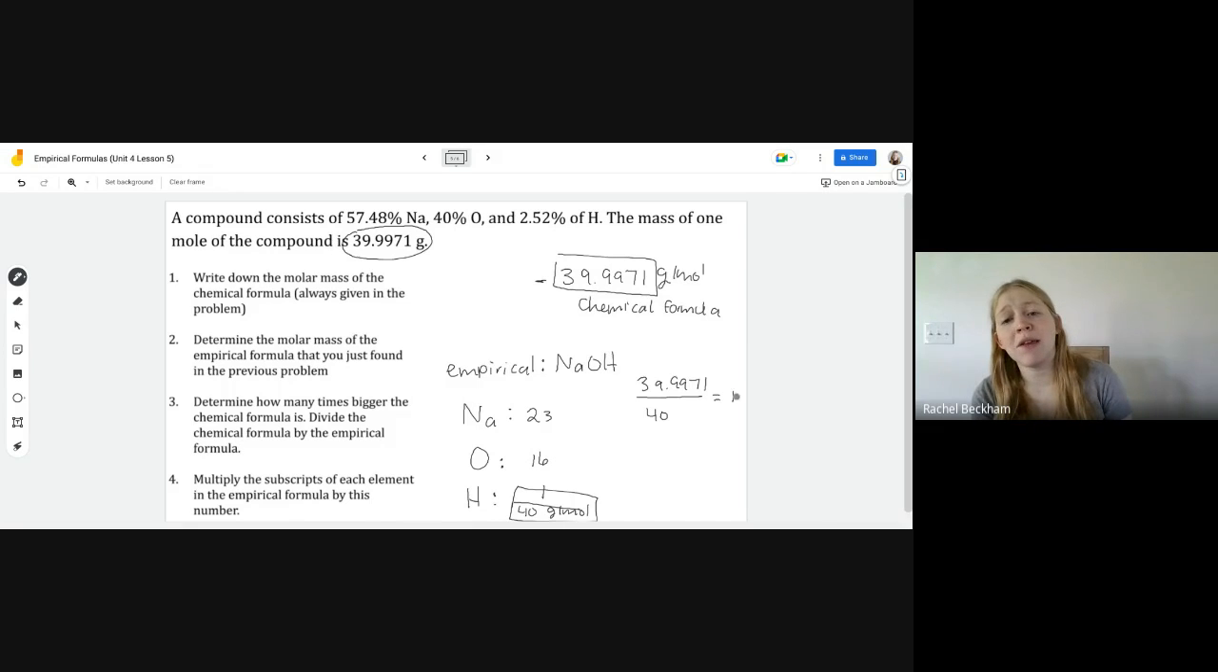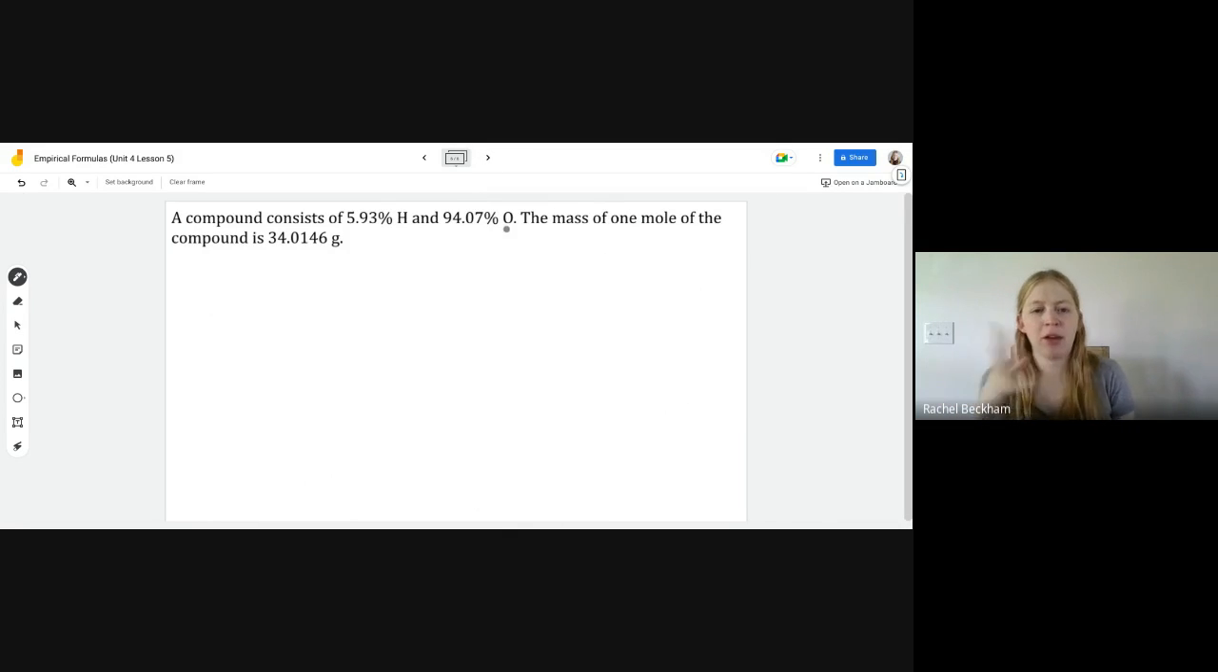So this means that the chemical formula is whatever the empirical formula is multiplied by 1. So it's going to be the same. It's also going to be NaOH. So the chemical formula in this situation is also the same. This is a little bit of an easier scenario. So here are our answers for both of them. Let's try one more, and it'll be good practice for us.